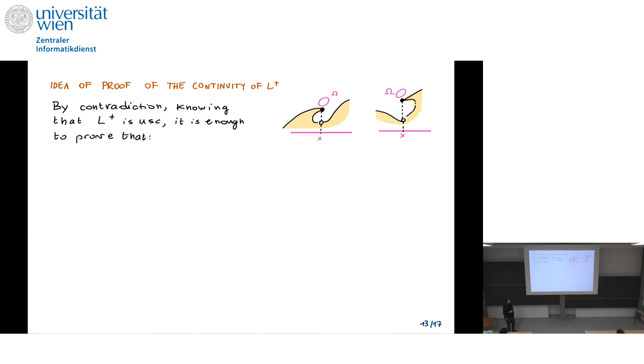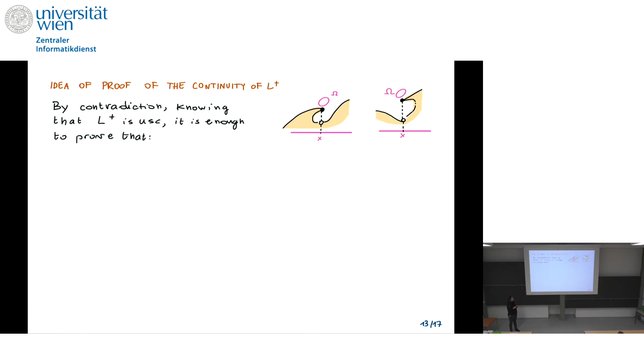So as I said before, we need to prevent this situation. We put ourselves at a point of the graph of L plus, which is associated to a C11 shape omega. As I said, it could happen that here we have a jump like that or a jump like that. To prevent this situation, it is enough to show that given omega, C11, we can deform it a little bit in a continuous way, in such a way that the coordinate x increases or decreases.